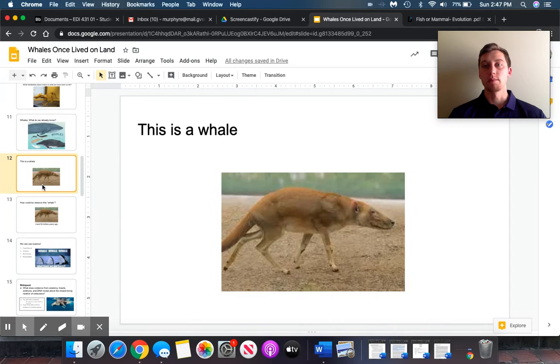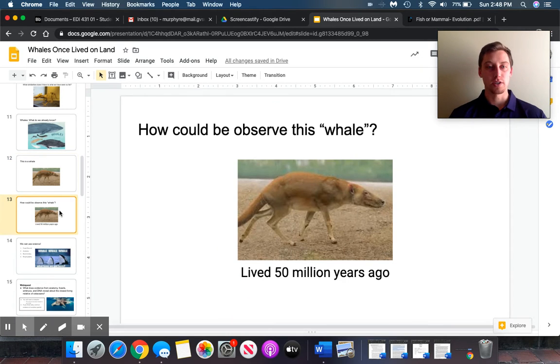And then I pose the statement, this is a whale. What do you guys think of that? Students will look at me puzzled. They won't really know what to think of that. And I say wholeheartedly, that's a whale. And that leads into a little discussion.